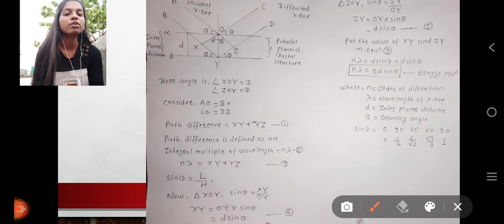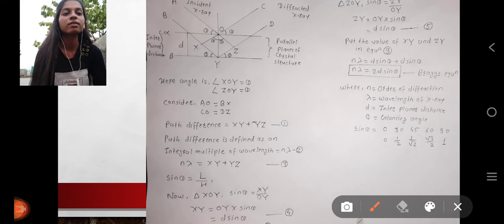So sin theta is equal to XY upon OY. XY is the length of the perpendicular and OY is the hypotenuse. So rearranging it, XY is equal to OY into sin theta. The value of OY is equal to d, and so it is given by d sin theta.